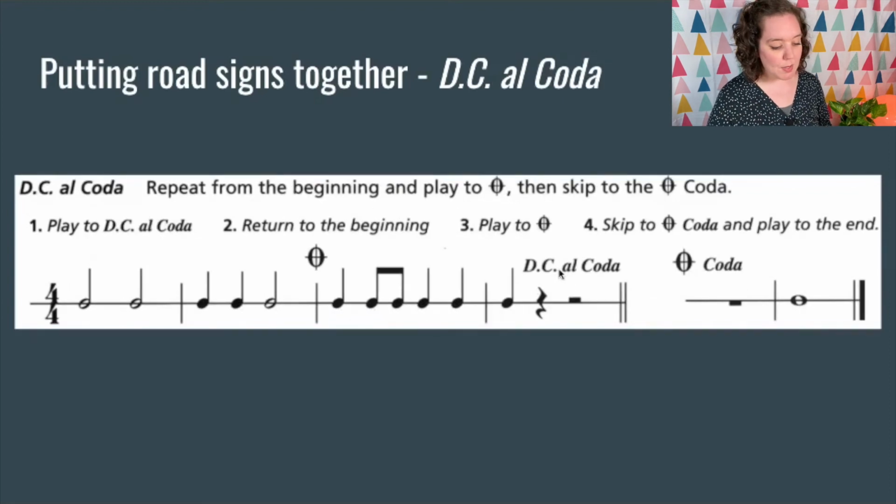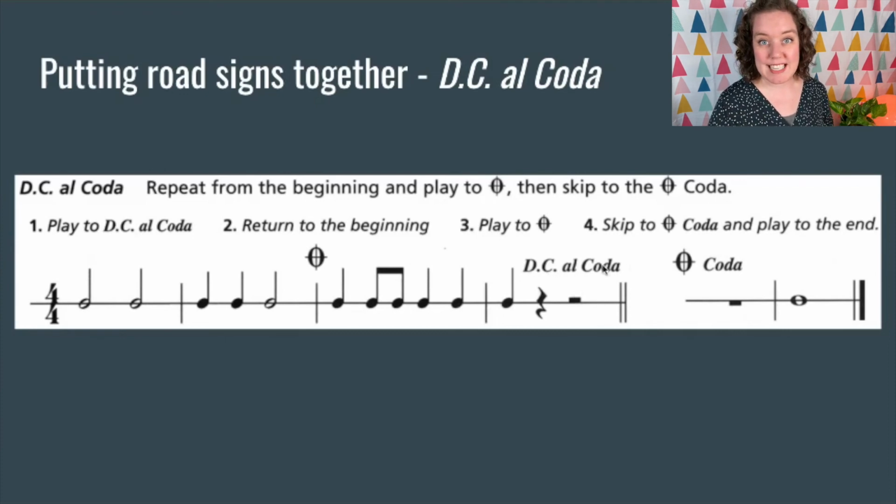Okay. Next one is DC al coda. So now we're getting that added ending in there. So we're going to start at the beginning. We're in 4/4 now. Ta, ta, ta, ta, ta. I see this coda sign, but again, it's like the fine. I'm not going to follow it until I know how I get back to it and then do it the second time through. Ta, ta, ta, ta, ta, ta, rest, rest, rest.